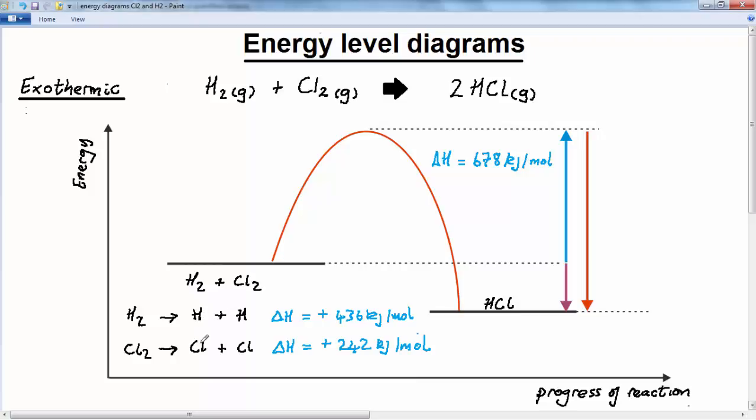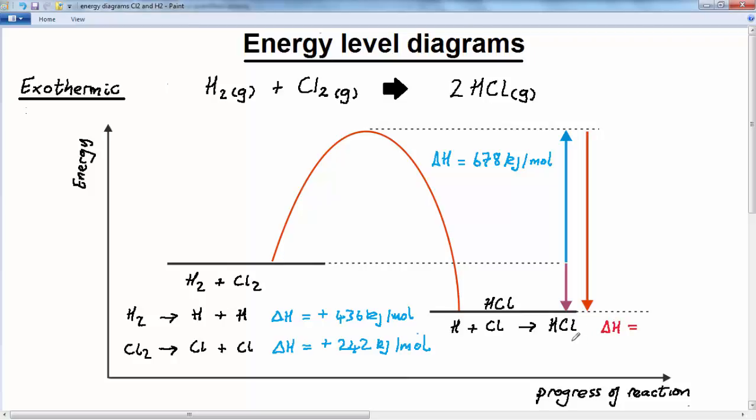So in the next stage of the reaction, the individual atoms then react with each other. The hydrogen will react with the chlorine atom to form hydrogen chloride, and this happens twice. So effectively, this atom reacts with this chlorine atom, this atom reacts with this chlorine atom, and we can write H plus Cl gives us HCl, hydrogen chloride, and the change in enthalpy for this process is negative.